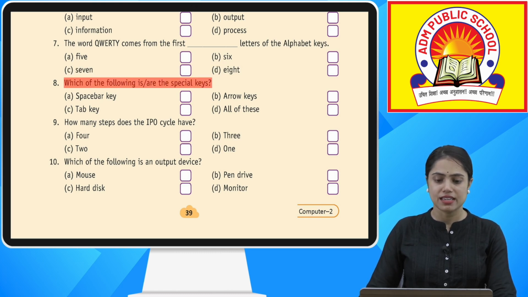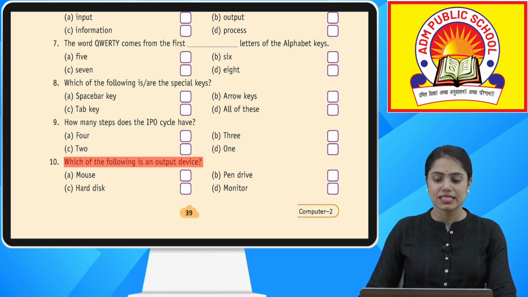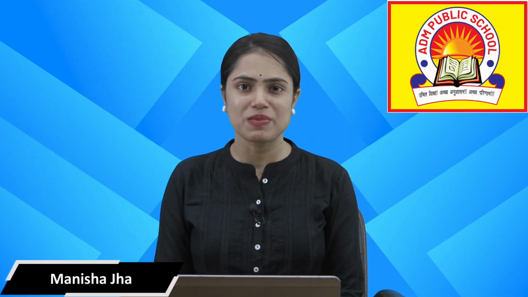Which of the following is or are the special keys? And this is tab key. How many steps does the IPO cycle have? Right 4, right 3, right 2, correct 1. Which of the following is an output device? And that is monitor.